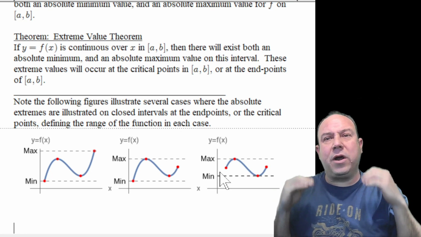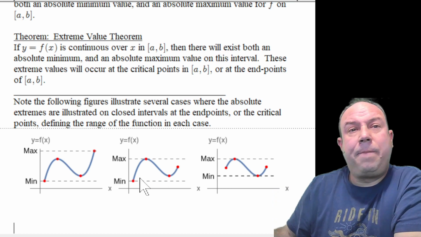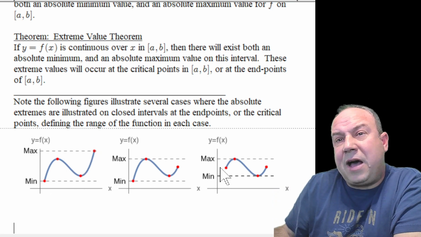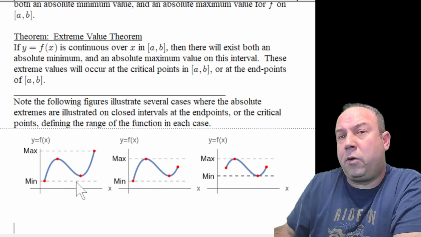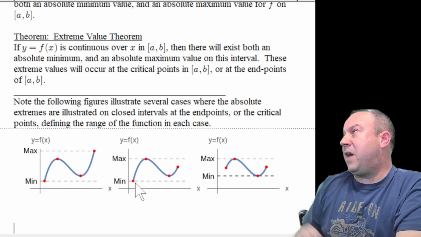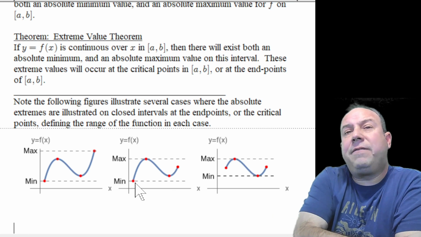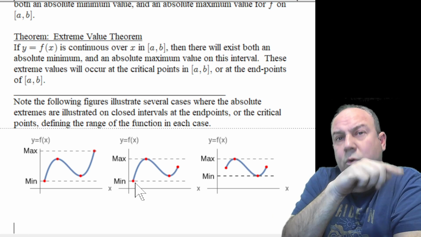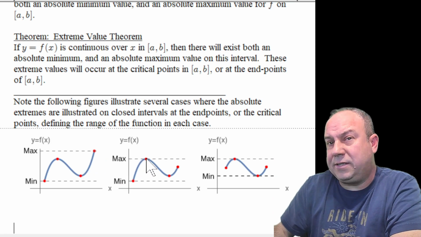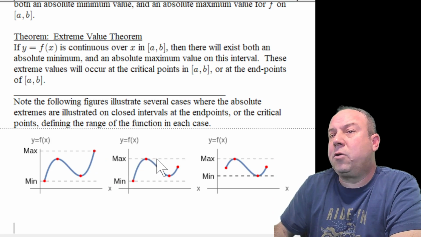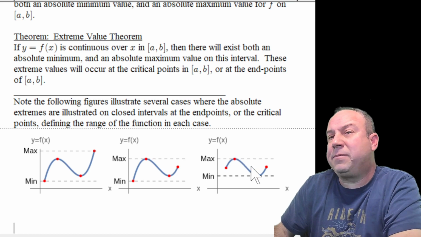And depending on where those endpoints are located, the maximum and minimum values could potentially be those endpoints, as we see in this first graph for both of them, or for the minimum value on the left here in the second graph, or where we're going to see maximum and minimum values are going to be at the critical points. The maximum here at the critical point in this first graph, and the absolute max and mins at these two critical points here in the second.